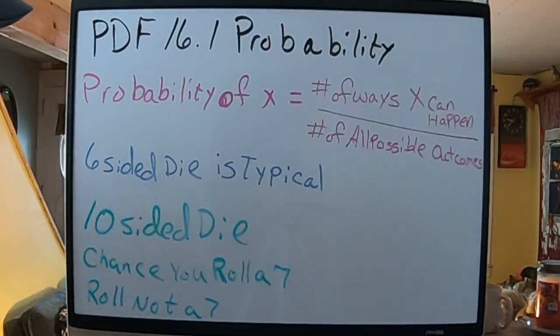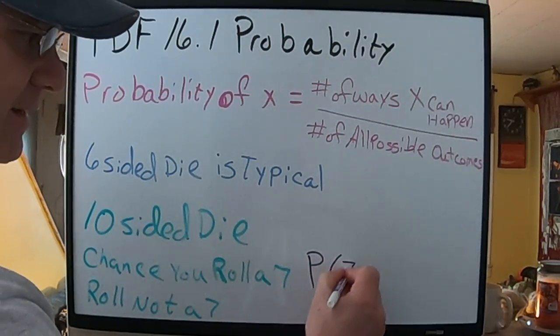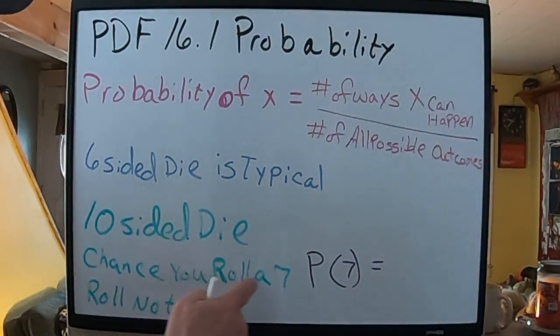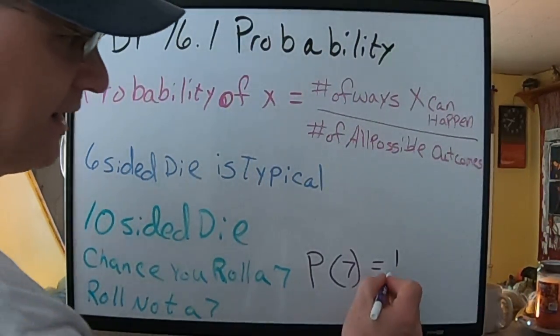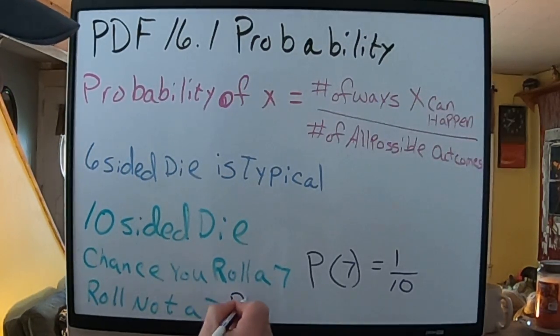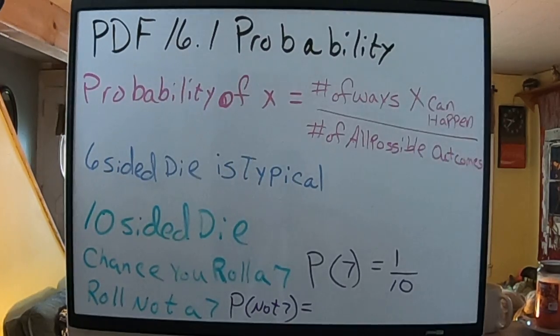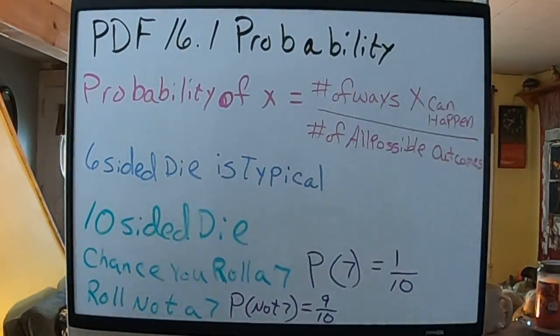A 10-sided die, the chance that you roll a 7, usually that's labeled P for probability, and then getting a 7, so that's the way you'd write it out. The chance you roll a 7 is 1, the 7 on the die, out of 10 possible options. Now, the probability that you roll not a 7, well, how many numbers are not a 7 from 1 through 10? 9 of those numbers are not a 7 out of 10 possible numbers.